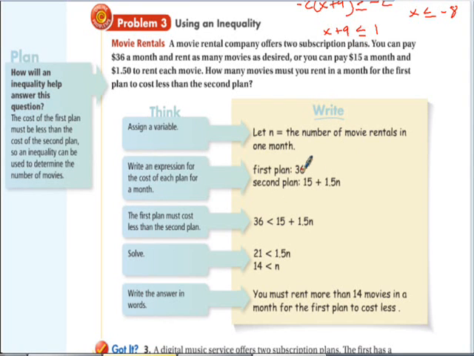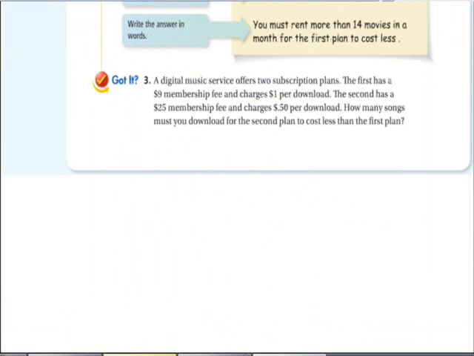So the first plan is just 36, no problem. That's an easy expression. N is the number of movies in a month. The second one is 15 plus 1.5n, and then we want the second one to be worth our while, so to speak, so we make that greater than. We want to rent more movies that month. And then we subtract 15, and we divide by 1.5, and we get n is greater than 14. No problem. Okay?